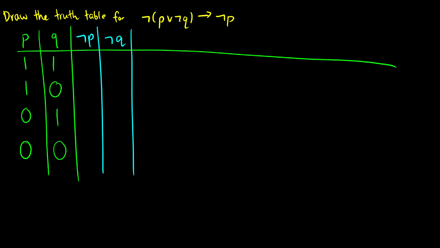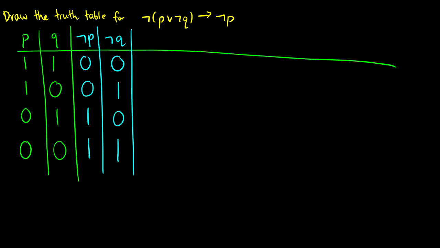So this just takes the opposite. So if P is a 1, not P is a 0. And if P is a 0, not P is a 1. For not Q, if Q is a 1, then not Q is a 0. If Q is a 0, then not Q is a 1.